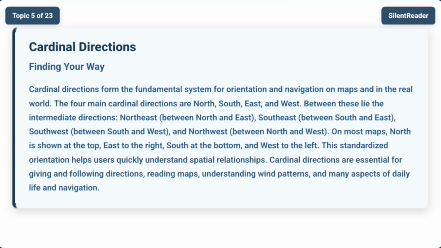On most maps, north is shown at the top, east to the right, south at the bottom, and west to the left. This standardized orientation helps users quickly understand spatial relationships. Cardinal directions are essential for giving and following directions, reading maps, understanding wind patterns, and many aspects of daily life and navigation.